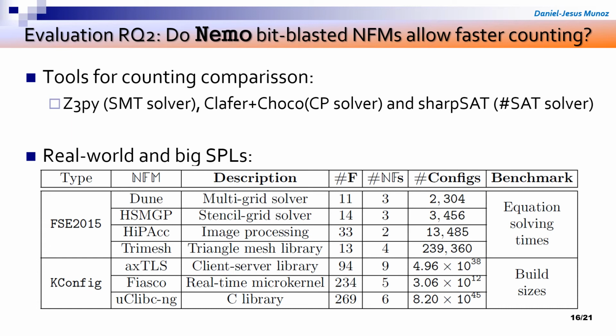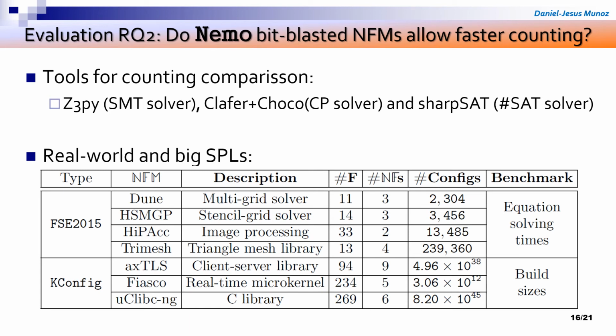real-world numerical feature models converted into propositional formulas and counting them with different reasoners, and check if counting time is better or worse for Nemo formulas. We expect it to be better. The tools that we use for comparisons are an SMT solver, C3, a CP solver, Clafer configured with the Choco solver, and SharpSAT. That's the SharpSAT solver. Mind the difference between the symbol and the text sharp.